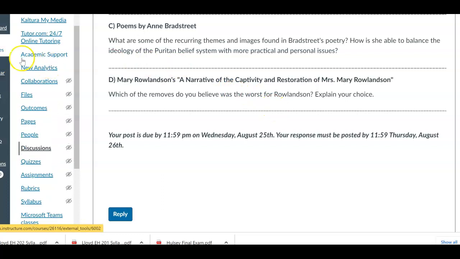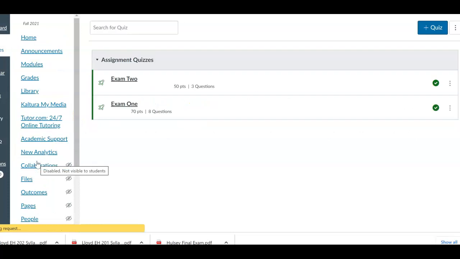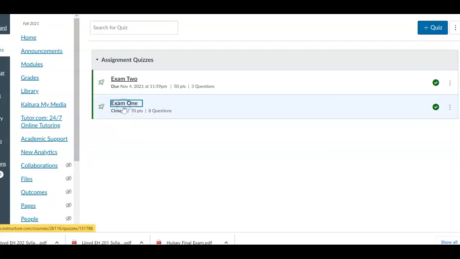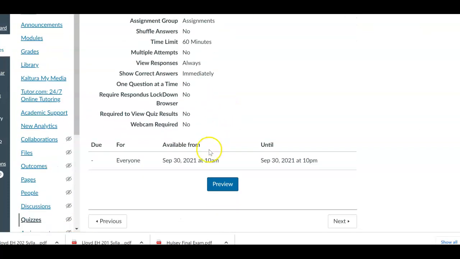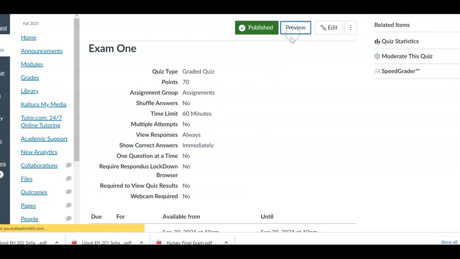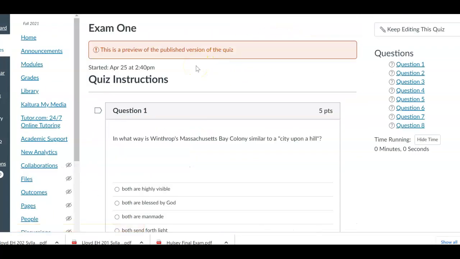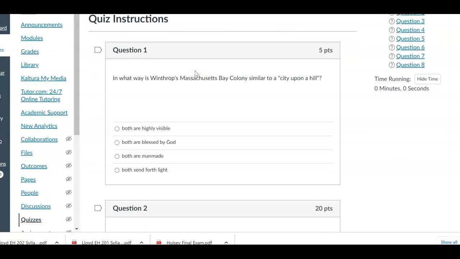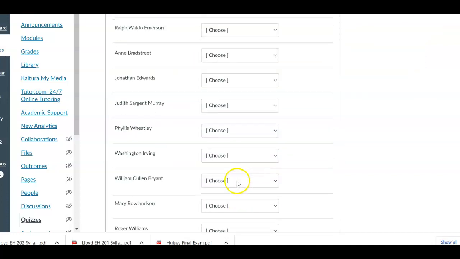So then at the end of each unit, we would have a test. And the way that I structured my test was pretty simple. Let me preview one so you can see. I would do a mix of questions. I would do multiple choice kind of questions where it was just like, hey, if you've read this text, you can figure that out. If you've read my text notes, if you listen to the screencast videos, these things you would know, right? In what way is Winthrop's Massachusetts Bay Colony similar to a city upon a hill? Those would be kind of a simple set of questions.